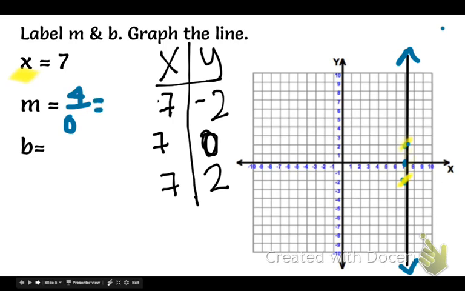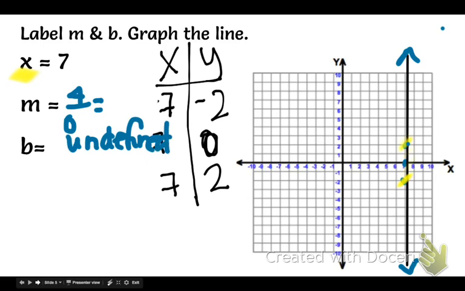4 divided by 0 will give me an error on my calculator. In fact, you can't take any number and divide by 0. No number divides by 0. So when this happens, we need to write undefined. So my slope is undefined.